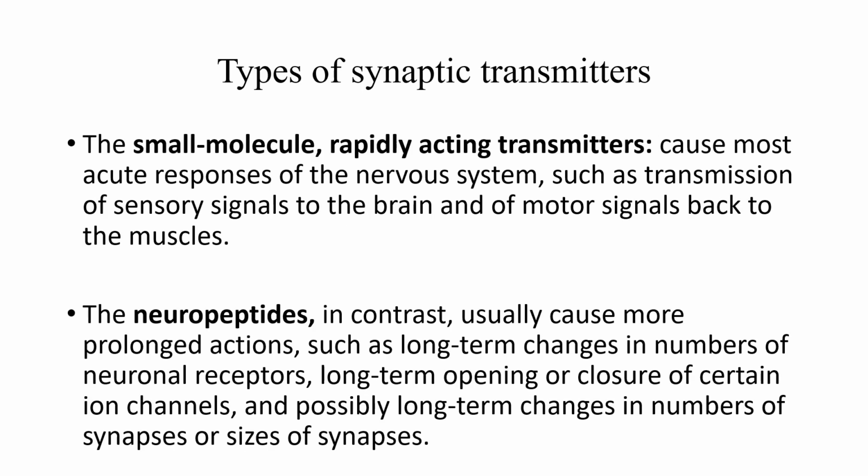So synaptic neurotransmitters are classified into two categories. The first one is called small molecule rapidly acting transmitters, and from their name they are most likely to work on ionotropic receptors, with quick and very rapid action. However, the other type is neuropeptides, which have a more prolonged action, mainly working on the metabotropic receptors and changing the metabolism of these cells.